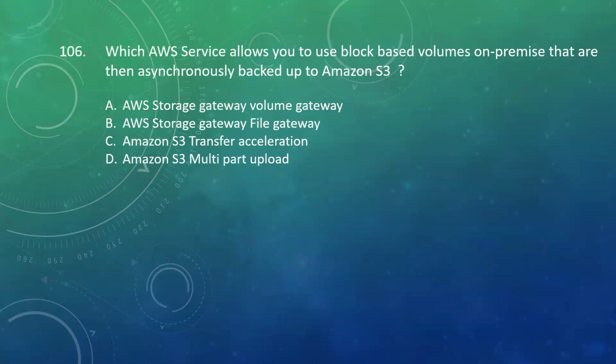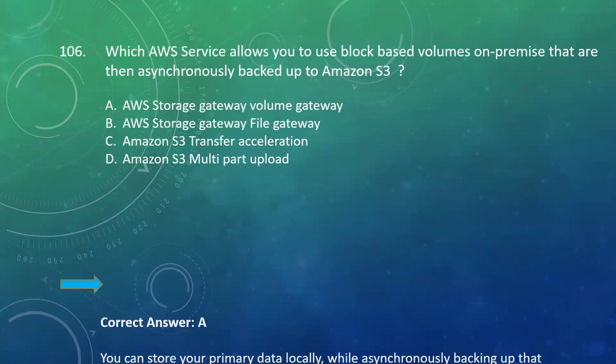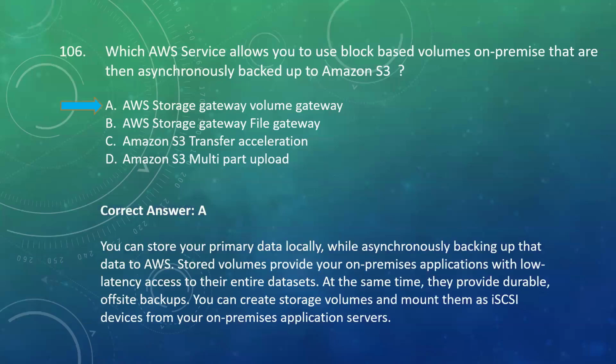Moving on to question 106. Which AWS service allows you to use block-based volumes on premise that are then asynchronously backed up to Amazon S3? Your options are AWS Storage Gateway Volume Gateway, AWS Storage Gateway File Gateway, Amazon S3 Transfer Acceleration, Amazon S3 Multi-Part Upload. So the right answer is option A, AWS Storage Gateway Volume Gateway.